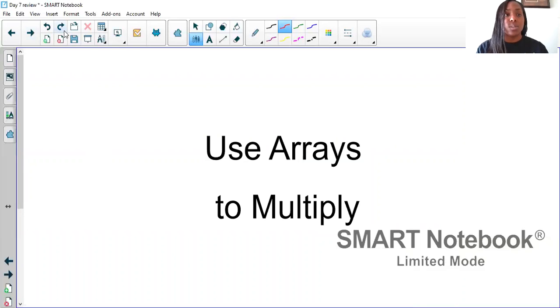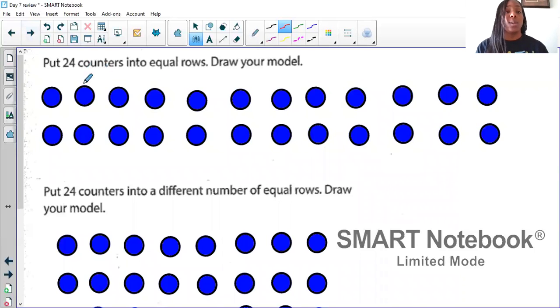Use arrays to multiply. So you know how much I love arrays, guys. I pretty much use arrays all the time. If I'm not using an array, then I'm definitely using an equal group. But let's go ahead and do a quick review about arrays, shall we? So put 24 counters into equal groups and draw your model. If you take a look right here, I've already done it because I just wanted to kind of get this out the way. Now, if you need to go ahead and pause so you can draw your equal rows right now, that's fine. Or you might decide you want to do a different one.